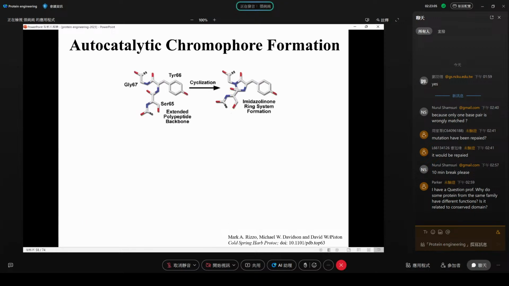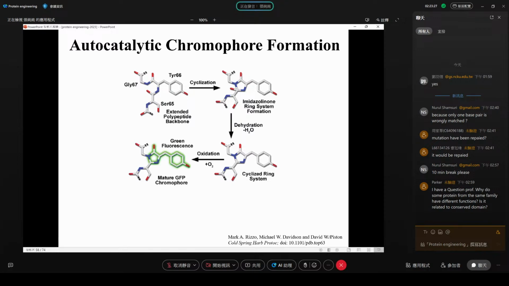Okay. And then they also found out the whole green fluorescent protein actually only needs a few residues: glycine 67, tyrosine 66, and serine 65. And during this excitation, UV exposure, you will get the cyclization, dehydration, and oxidation to make a maturation of the green fluorescent protein chromophore. The whole process takes several minutes in jellyfish. So it becomes very useless in a lab.